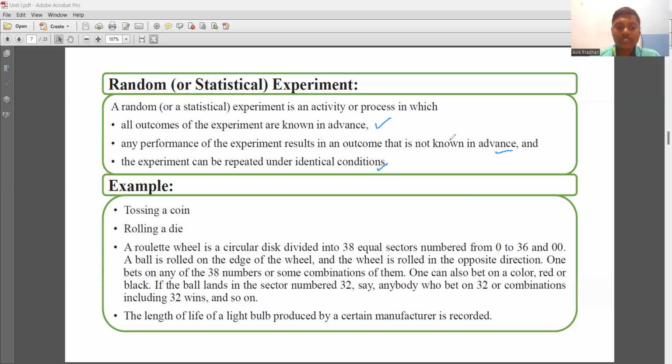Now let us go to the fourth example. The length of the life of a light bulb produced by a certain manufacturer is recorded. If I think about the lifetime or life expectancy of a light bulb of a particular brand, then that is also a random experiment. Because if I take a light bulb and put it under the electricity, then it may immediately fail. That means the bulb got fused.